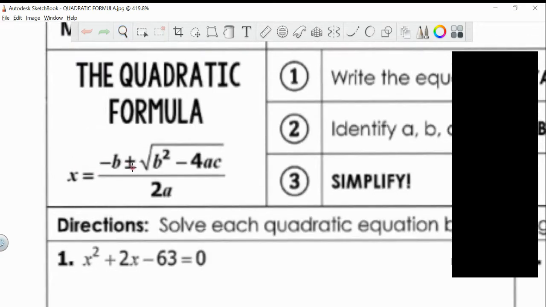x equals negative b plus or minus the square root of b squared minus 4ac, over 2a. It's a whole bunch of ABCs. It's got x's. It's got a whole bunch of strange things, right? Divisors, square roots, squares, and even this plus-minus thing right here.